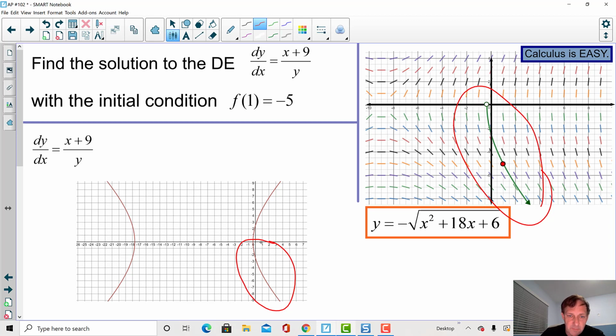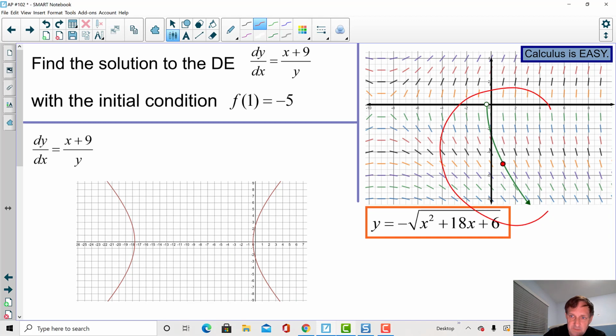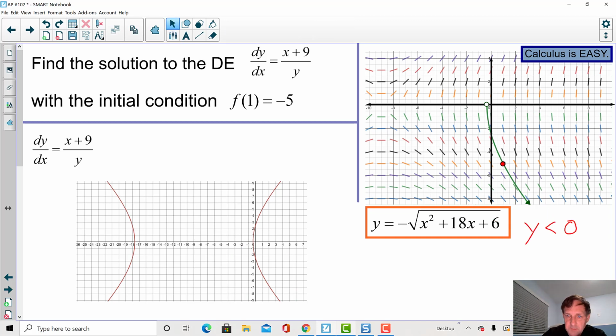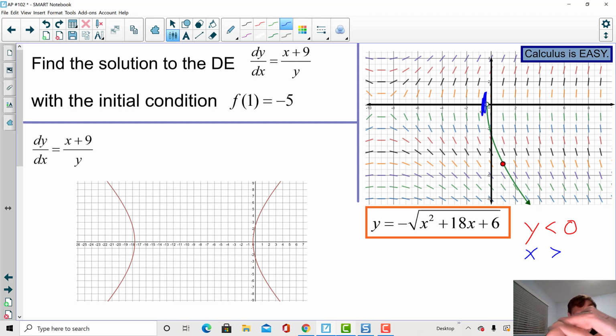Now, if they did ask for the domain and range, how would you get it? Well, the y value you can see visually. It's pretty easy. The y has to be strictly less than 0. So I'm going to write that down over here. And for the x value, we can see that the x has to be strictly greater than whatever this number is right here. So we need to find that x value.